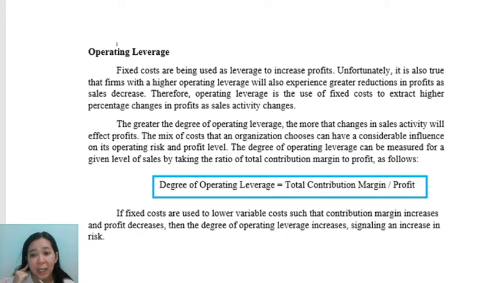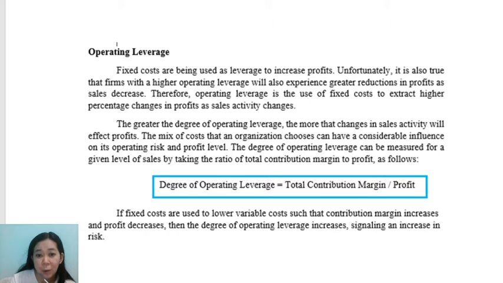Unfortunately, it is also true that firms with higher operating leverage will also experience greater reductions in profits as sales decrease. Therefore, operating leverage is the use of fixed costs to extract higher percentage changes in profits as sales activity changes. Here, the greater the degree of operating leverage, the more the changes in sales activity will affect the profit.